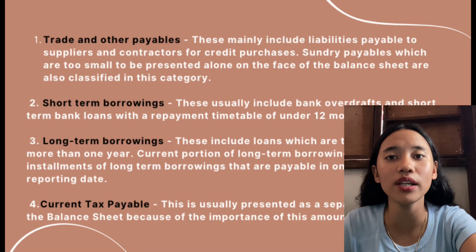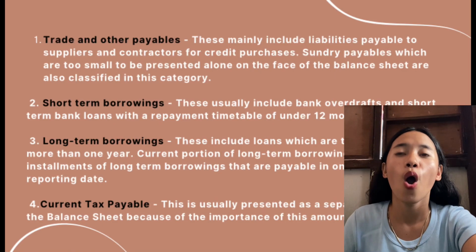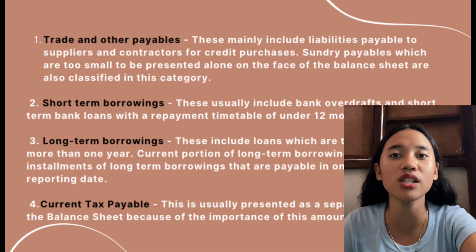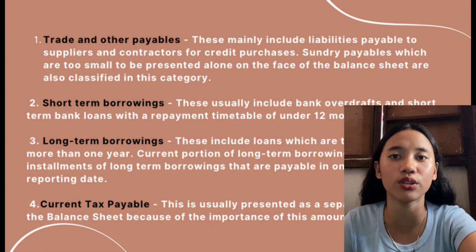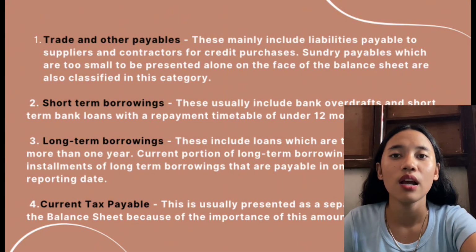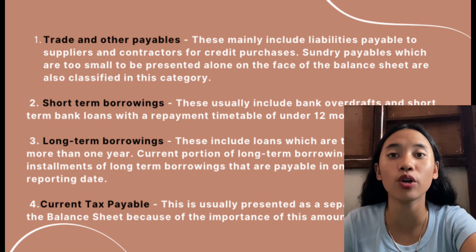Number one is the trade and other payables or accounts payable. This is what the business owes to its suppliers and other creditors for goods and services you purchased on credit. An example is the bills from your vendors.